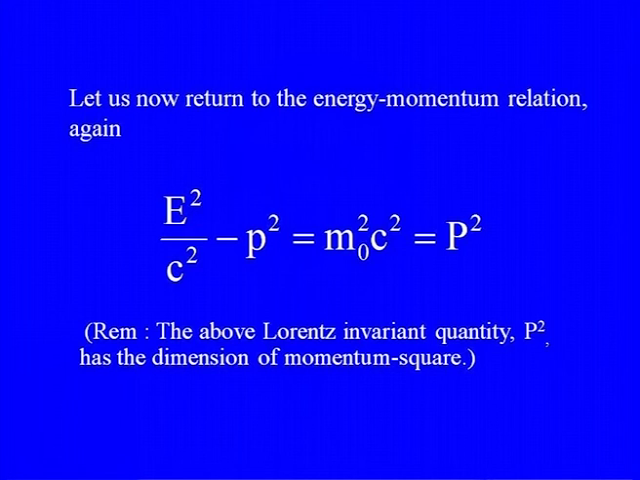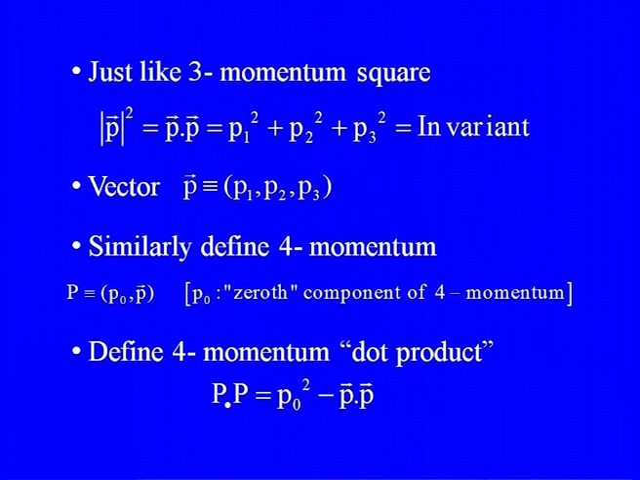So the capital P here has the dimension of momentum, and P square has the dimension of momentum squared. It is different from small p. Now, what is small p? It is the 3 momentum of a particle. If you take the 3 momentum squared, the norm of the momentum, I put a vector sign on top of small p.